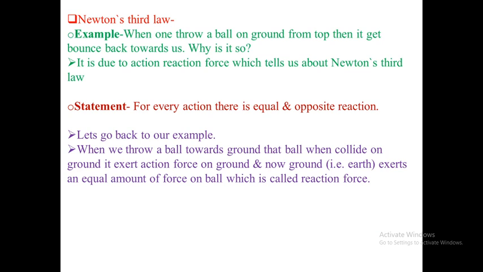So let's go back to our example, that is when we throw a ball towards the ground. Now ground, that means the second object is earth. Okay, we throw the ball on the ground. Here ball is our first object and ground, meaning earth, is our second object. So when we throw a ball towards the ground, that ball will collide with the ground.